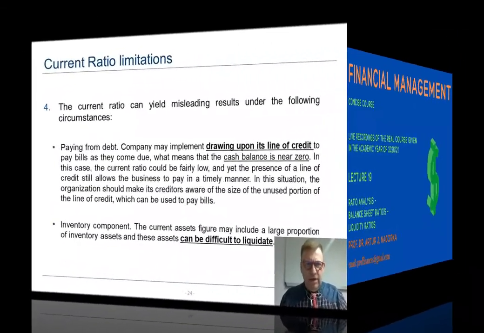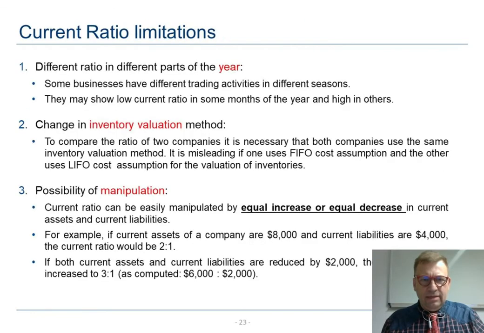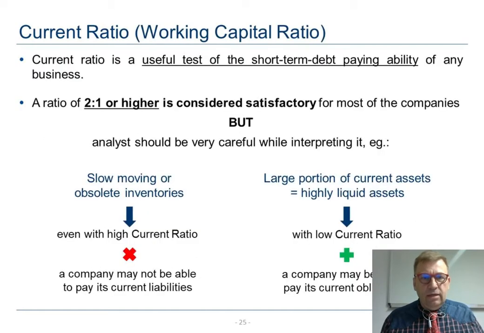So, now we are back to current ratio. We remember: current assets divided by current liabilities. And then there is a question, so how much is a good number? Yeah, this is a very important question. We divide and we have a number 10 or a number 0.5 or something like this. So then what is the good number? The answer is that this is a test of short-term debt paying ability.